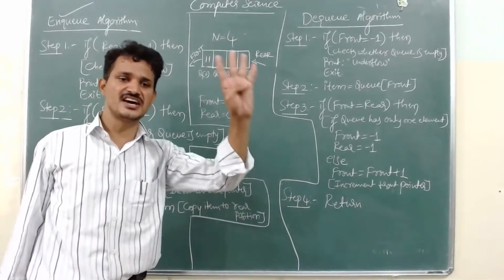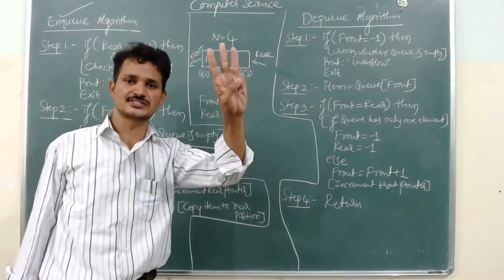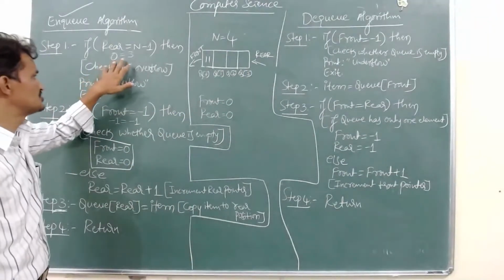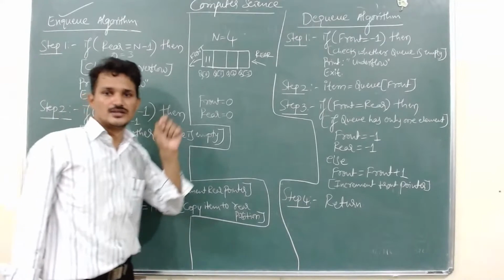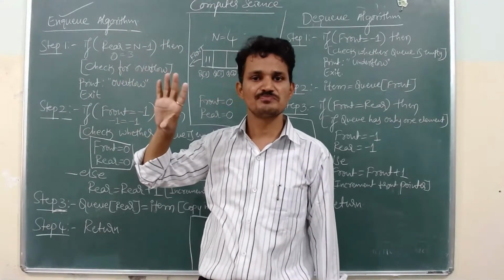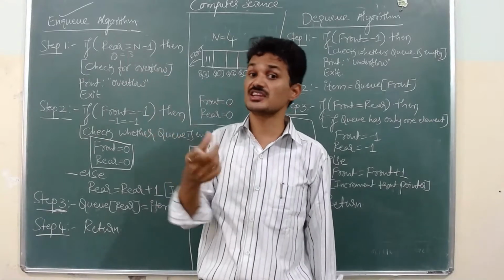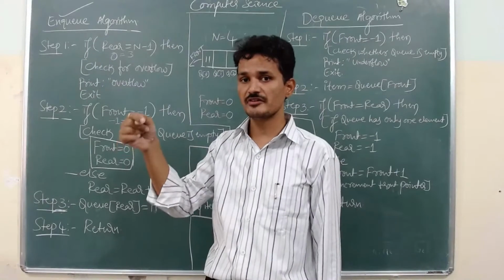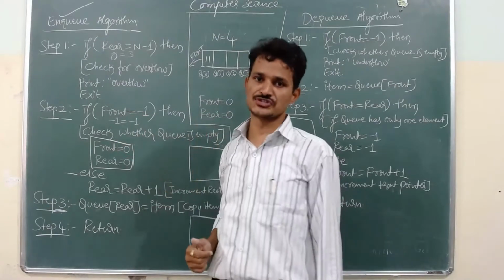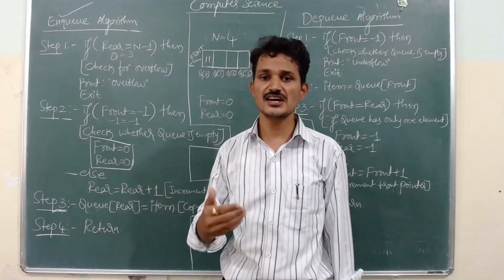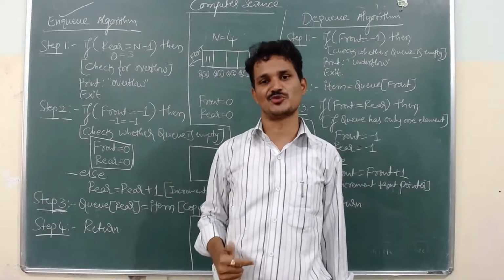What is the value of n? N is 4. 4 minus 1 is 3, right? Is 0 equal to 3? Condition false. Last time, -1 is equal to 3? Condition false. 0 is equal to 3? False. You need to observe in this Enqueue algorithm, every time rear goes on increasing by +1.